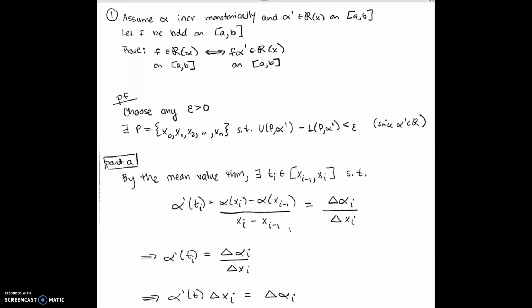So problem 8.1 gives us that alpha is increasing monotonically and alpha prime is integrable on the closed interval AB. It also gives us that f is bounded on the closed interval AB. So it wants us to prove that f is integrable on the closed interval AB if and only if f alpha prime is integrable on the closed interval AB.